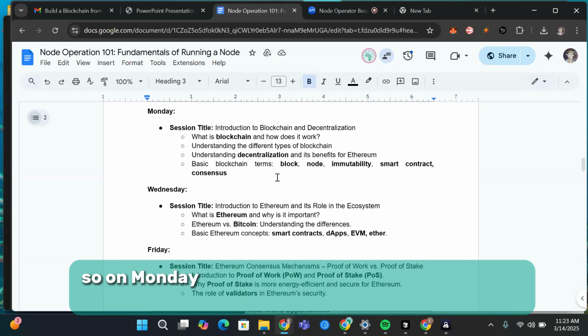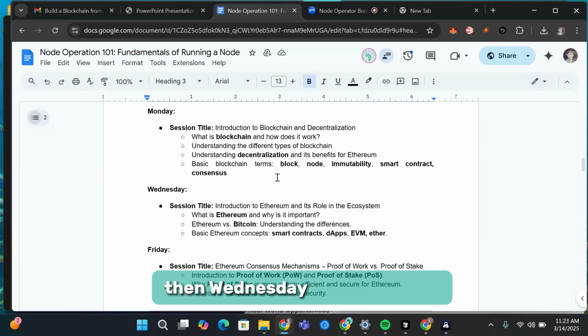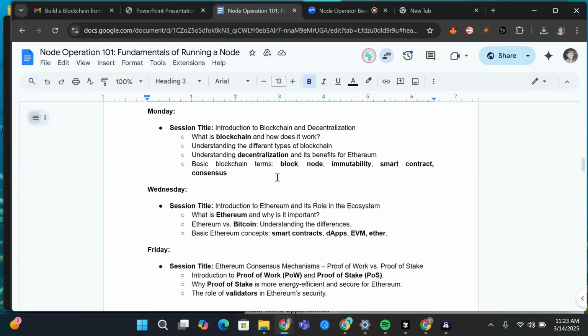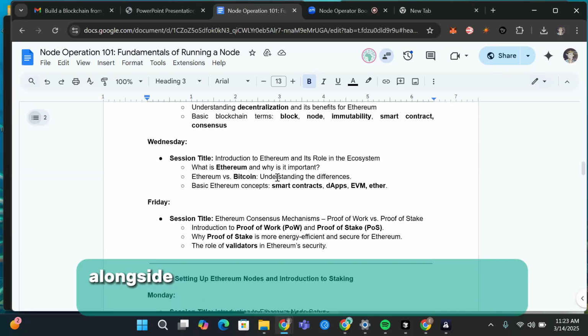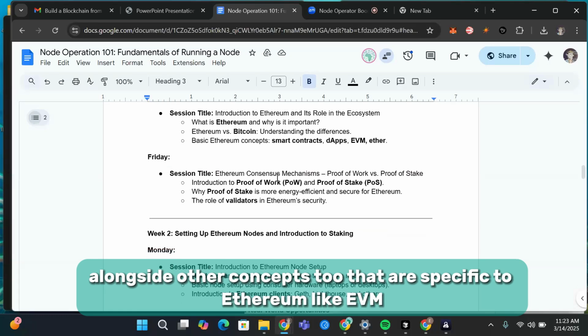So on Monday, we'll just cover blockchain and some important concepts. Then Wednesday, we'll go a little bit further to explore Ethereum and its role in the ecosystem, and also compare it with other blockchains, alongside other concepts that are specific to Ethereum, like EVM.